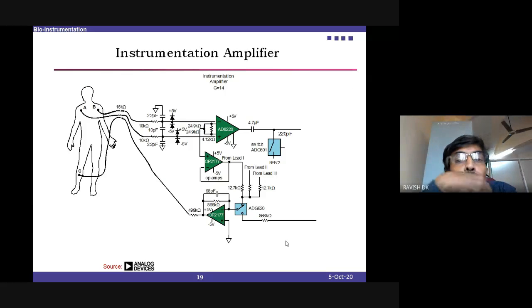I hope many of you know electronics. Does anyone know about ICs, op amps? Do you know about the op amp instrumentation amplifier?